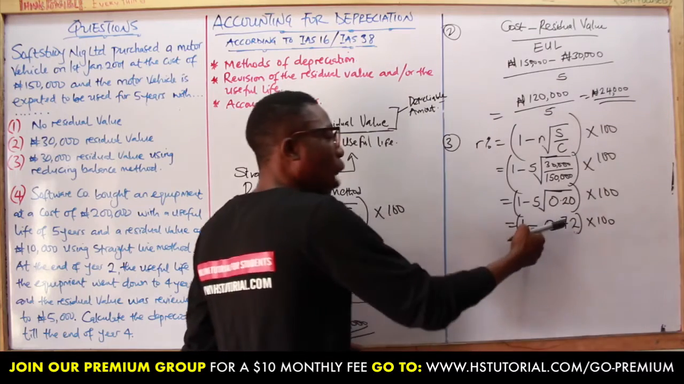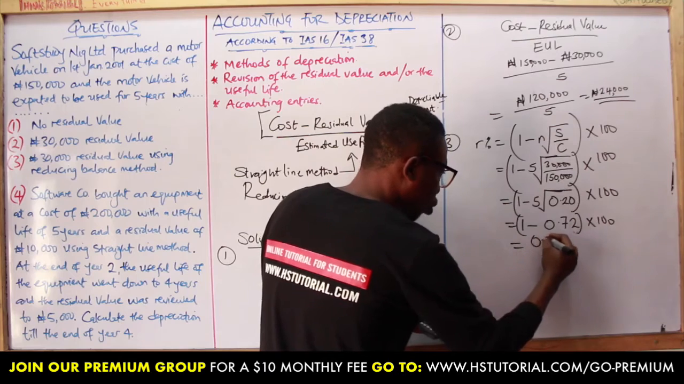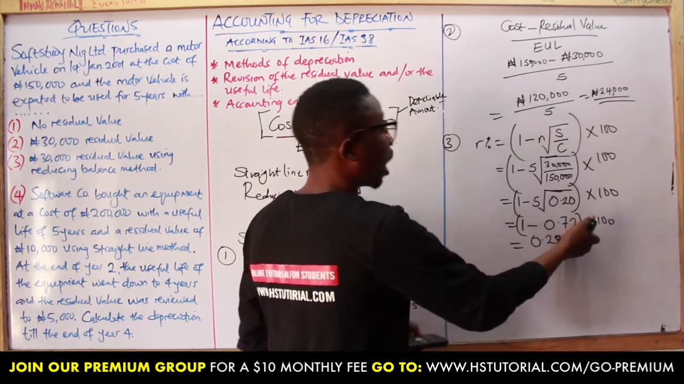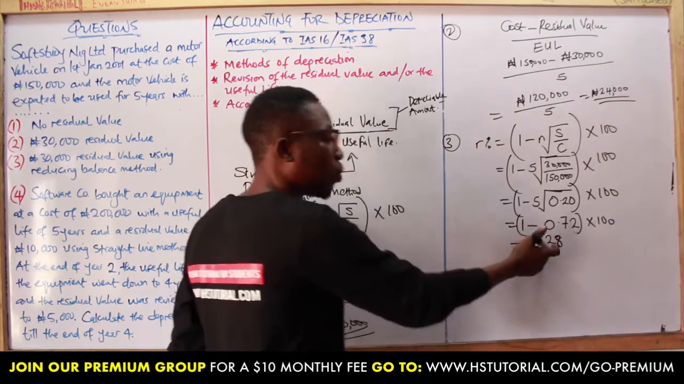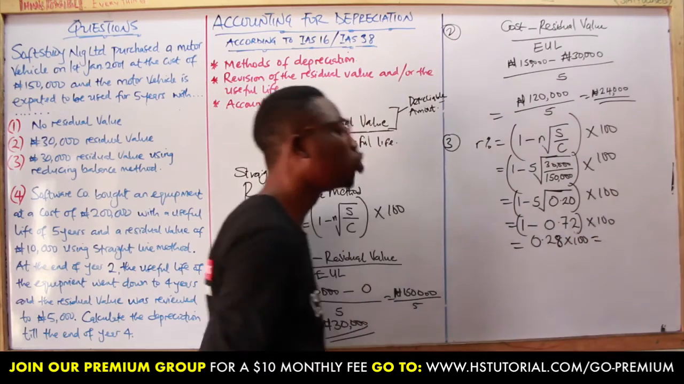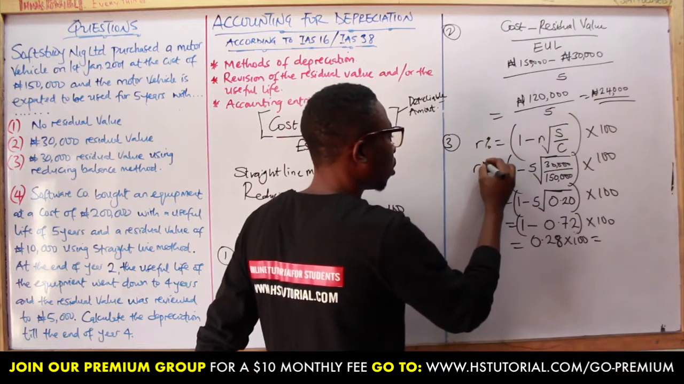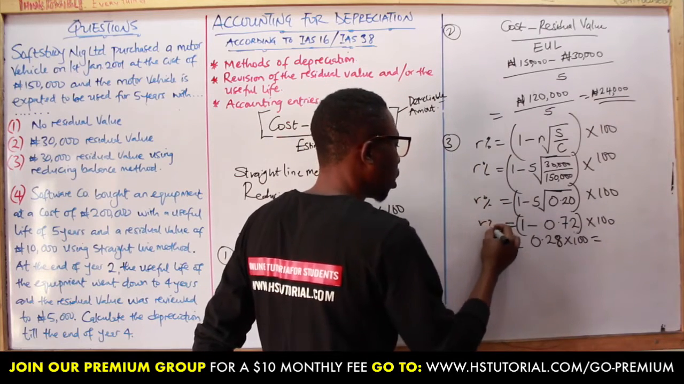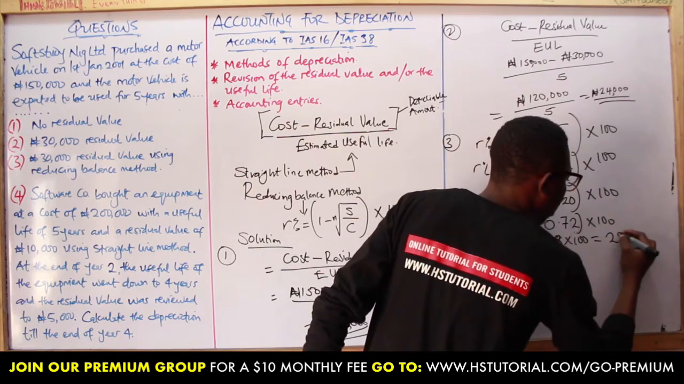So you can now say 1 minus 0.72. What do you have? 0.28. I approximated this as well. This has already been approximated. 1 minus 0.72 gives you 0.28. Then multiply by 100, so it will be turned to a percentage. So the R% from the beginning, let's pick it from the beginning again, the R% will be 28%.